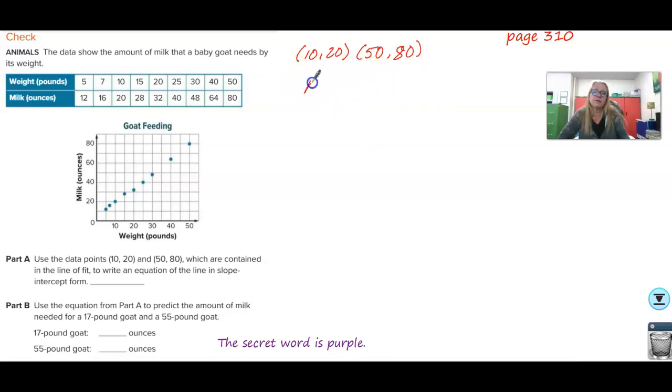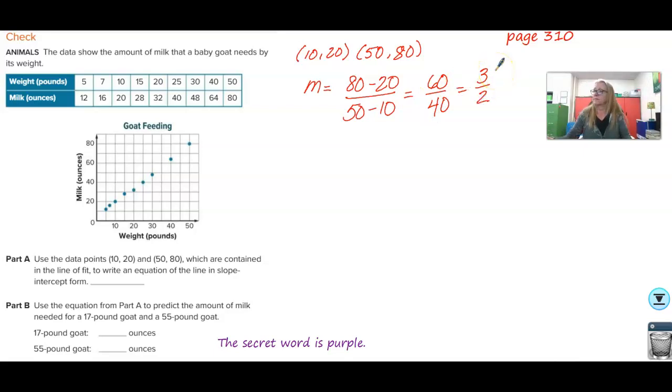Okay, so we've got to find the slope. Second y minus first y over second x minus first x. 80 minus 20 is 60, 50 minus 10 is 40, and this reduces to 3/2. All right, so 3/2 is our slope.